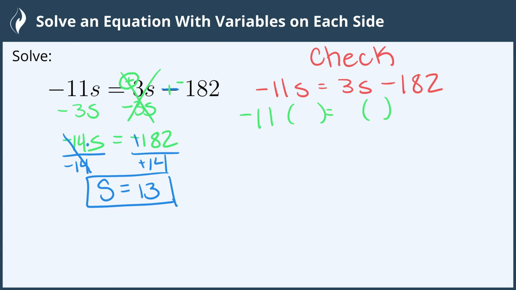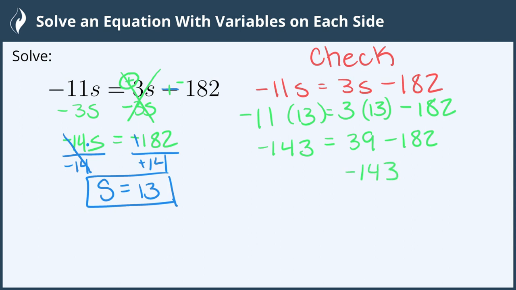Negative 11 times 13 equals 3 times 13 minus 182. Using the order of operations, we need to multiply first before we add and subtract. Negative 11 times 13 is negative 143. 3 times 13 is 39, and we still have minus 182. In my calculator, 39 minus 182 gives us negative 143, which does equal negative 143.